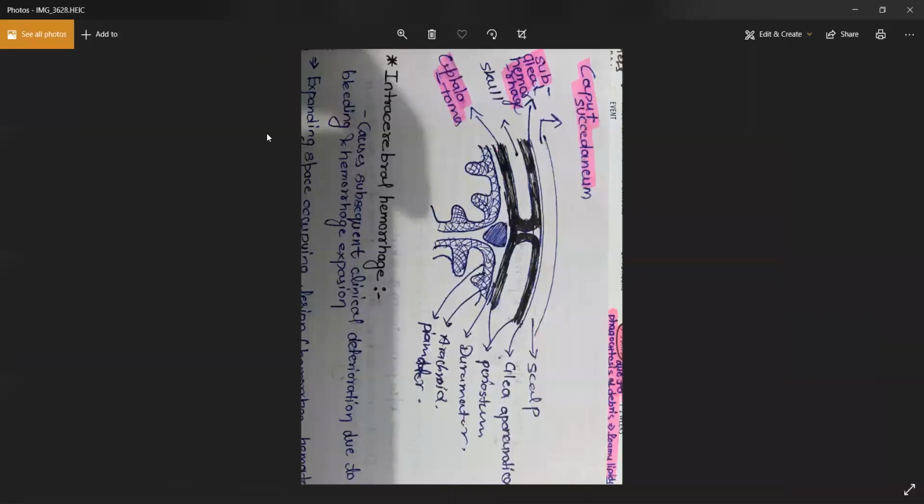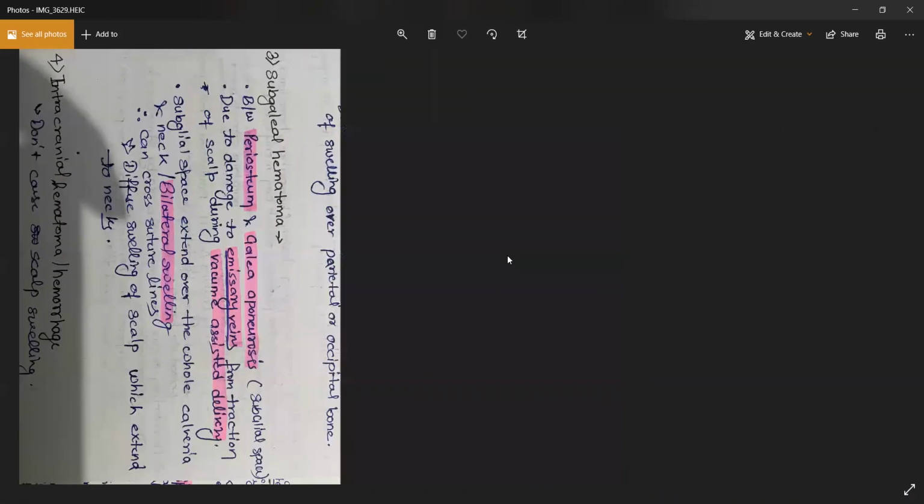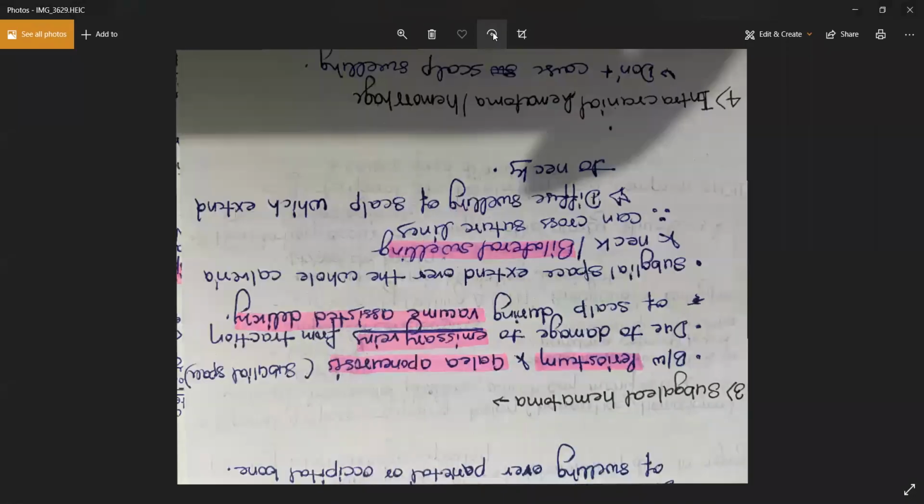Okay, so these are the layers I was talking about. You will get a caput succedaneum, and you will get a subgaleal hemorrhage. You will have a cephalohematoma. The caput succedaneum happens whenever you get damage within the scalp itself. Then you have the subgaleal hematoma. Then you have the skull. Then you have the cephalohematoma and all these things, right? So do remember that. Subgaleal hematoma is very important.